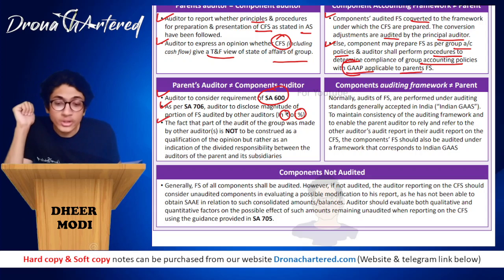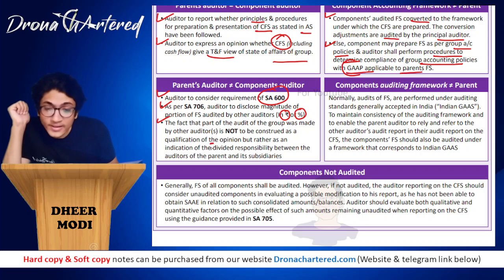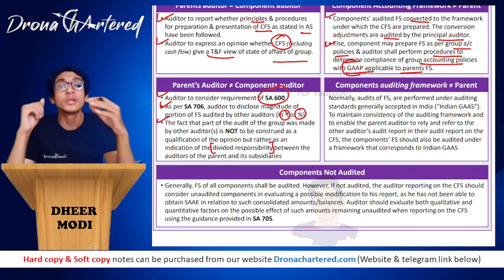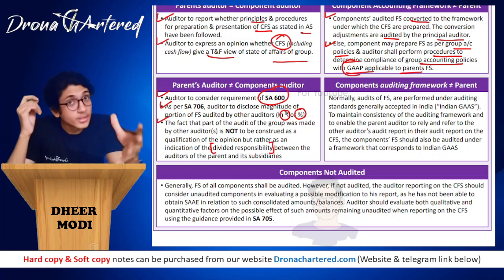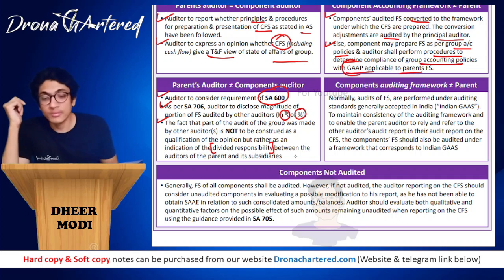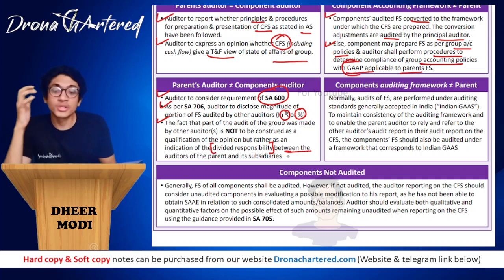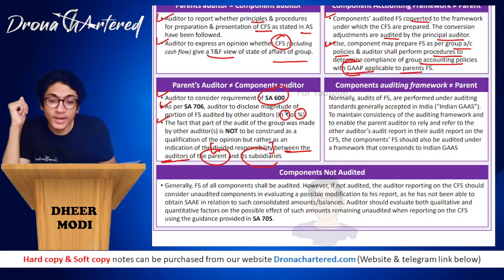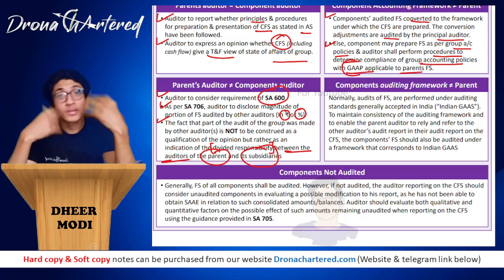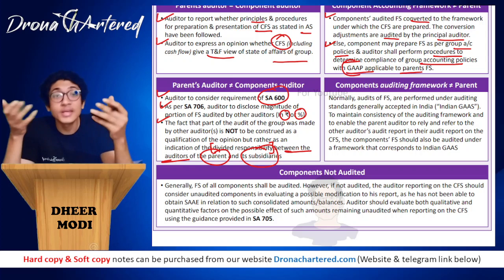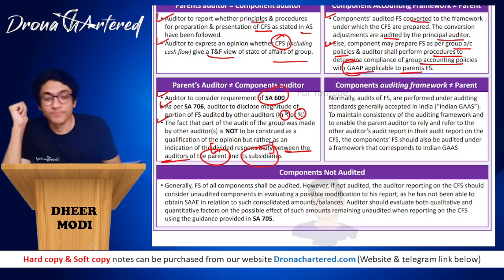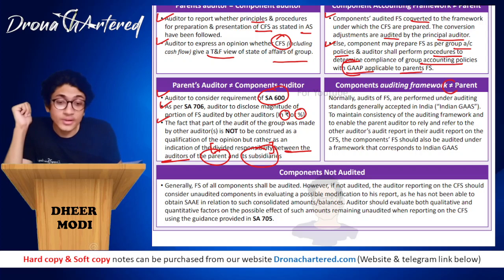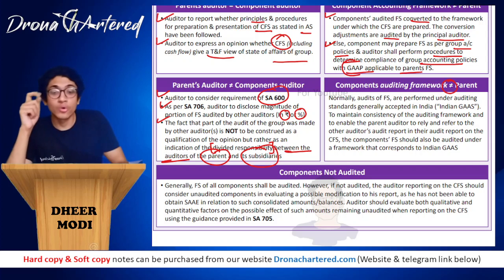The fact that part of the audit of the group was made by other auditors is not to be construed as a qualification of opinion, but rather as an indication of divided responsibilities, because your principal auditor will only be responsible for his part. The remaining 30% will be the component auditor's responsibility. So this is the division of responsibility between the auditors of the parent and the subsidiaries. What they're trying to say is that this is not a qualification of opinion. This is just an indication that it has been done differently. Next, the component's auditing framework is not the same as the parent's. What we did over here was the accounting framework. Now we are doing the auditing framework.